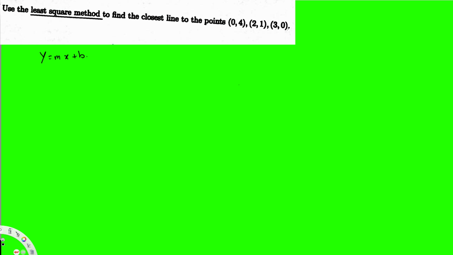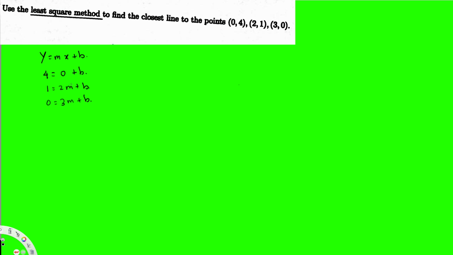Now I have to plug these values. The first one is (0, 4). So 0 is the x value, 4 is the y value, so I can put it here. 4 is my y value, and if you multiply 0 by m, this is going to be 0, and we have b right here. The second equation is going to be (2, 1), and 1 is going to be my y and 2 is my x. So it's going to be 1 equals 2m plus b. And the third equation is going to be 0 equals 3 times m plus b.